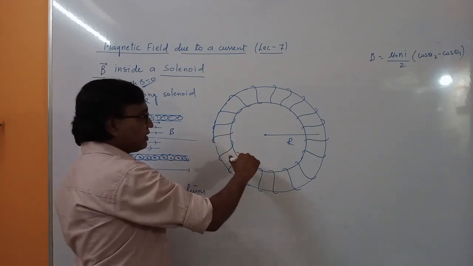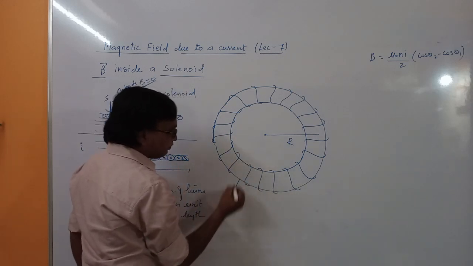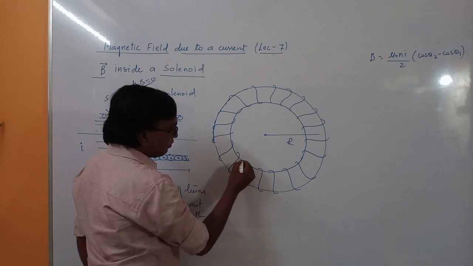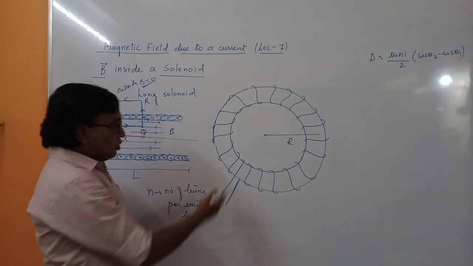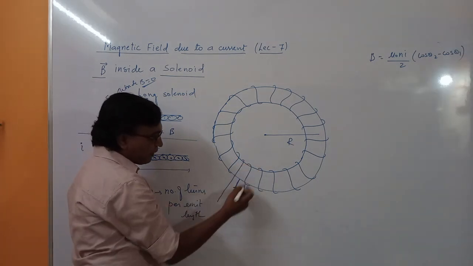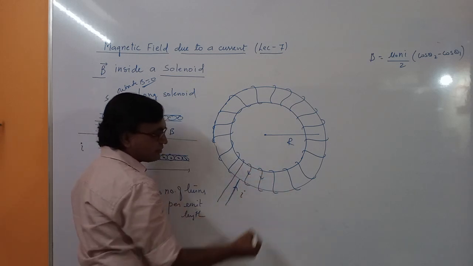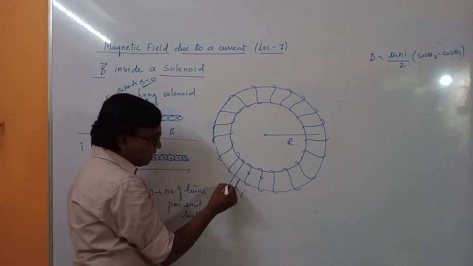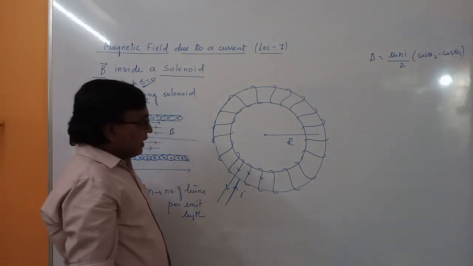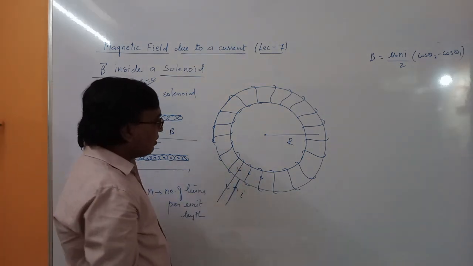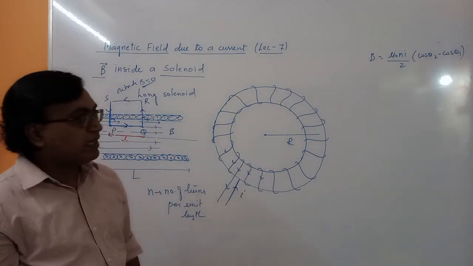Okay, so if current is entering, magnetic field will be there, and current is coming out. So we have the loop like this. Let us say current is entering in this loop. So here the current direction will be like this. And here current is coming out. So here the current direction will be like this. So it is entering, it is coming out. These are the current directions on a toroid.